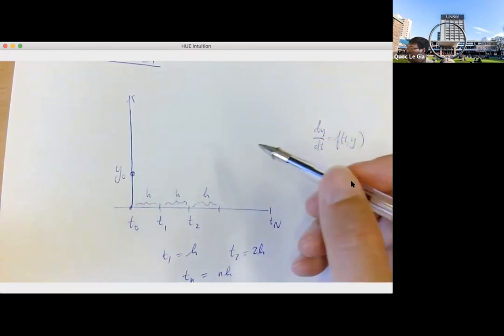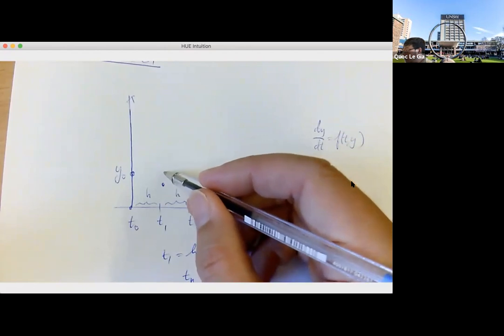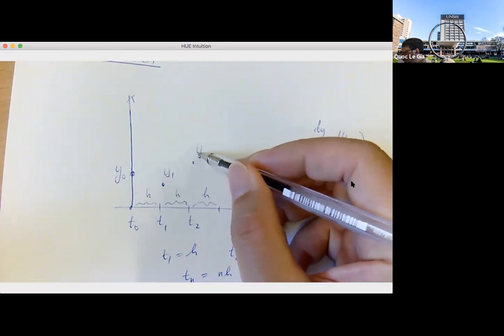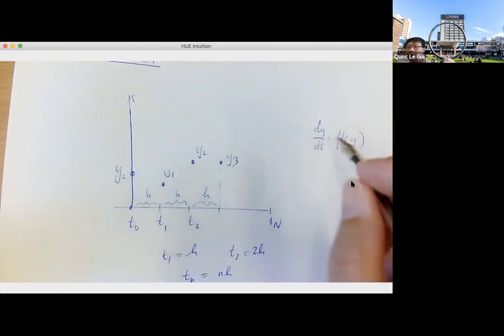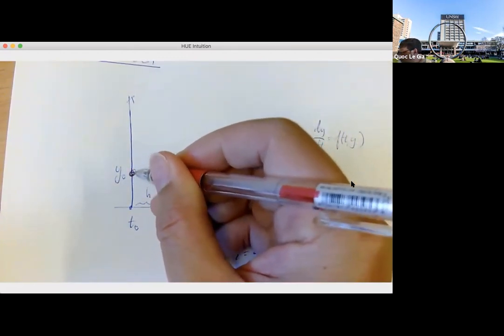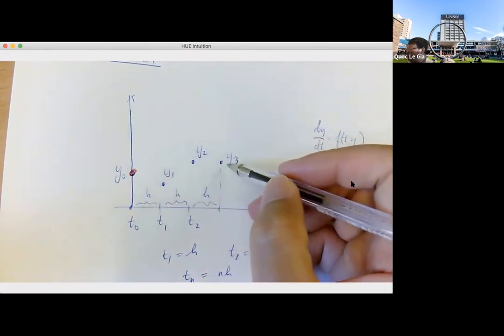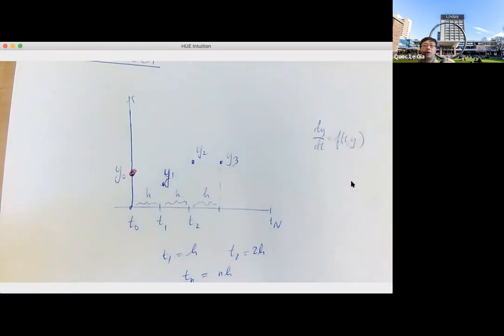Now numerically y0 is given, and you try to find y1, y2, y3 and so on numerically. Suppose you can find those points. So y0 is given, and suppose you can find y1, y2, y3. Then how do you construct the whole solution? Somebody say something. Yes, the solution is just a curve that connects y0, y1, y2, y3.